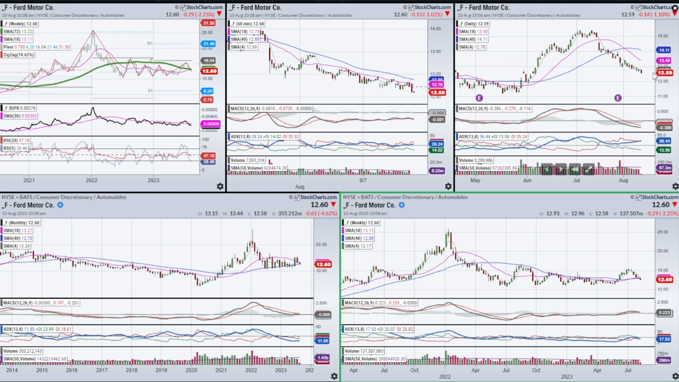Simpler way to do it is to wait for the daily chart to get going. Right now we're below a declining 18-day. There's nothing to do while we're below both of these moving average lines.